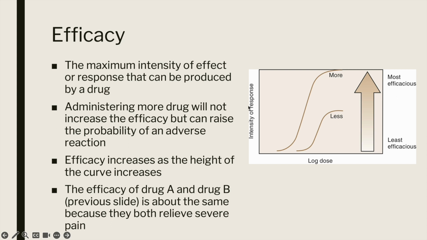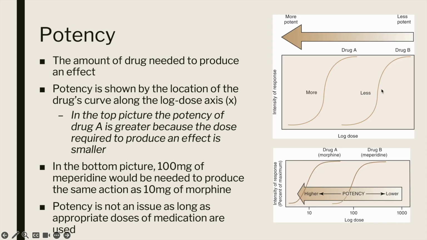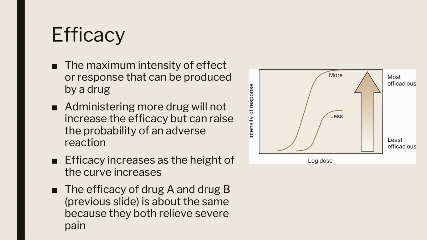So if we look back at the previous slide, at morphine and meperidine, these two drugs have the same efficacy because you can see that they plateau at around the same level, where just one is more potent than the other. So that's the difference between potency and efficacy.